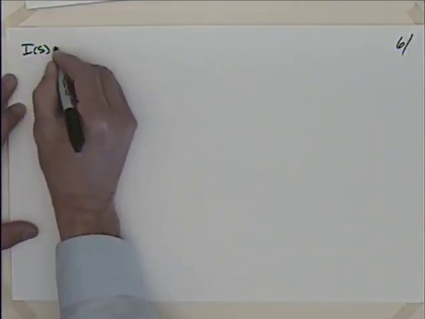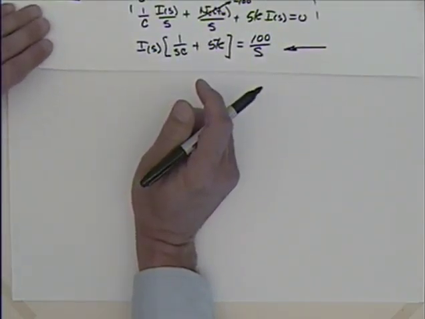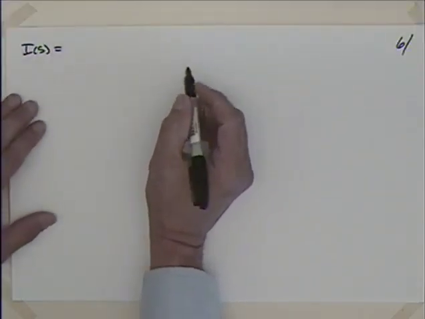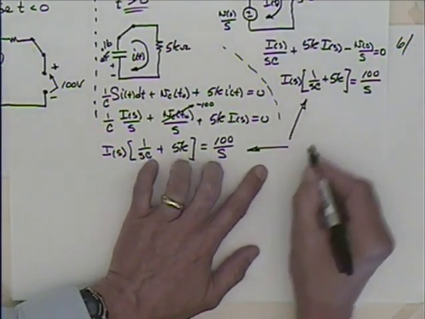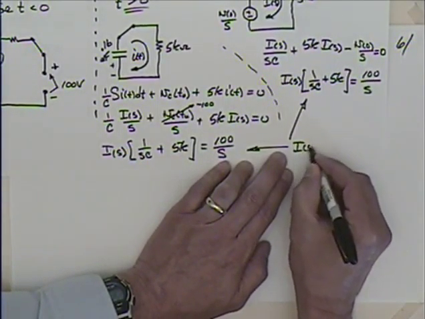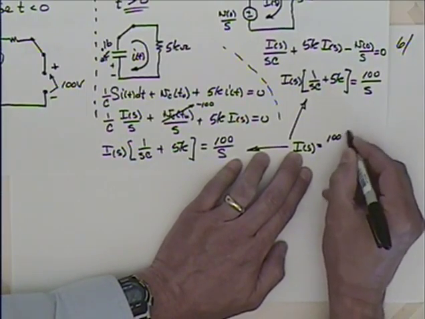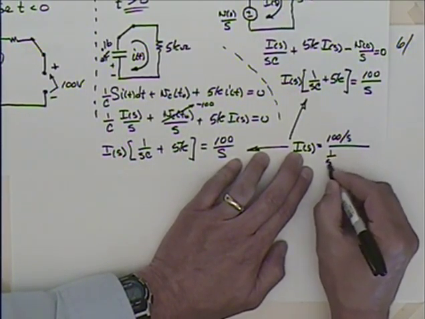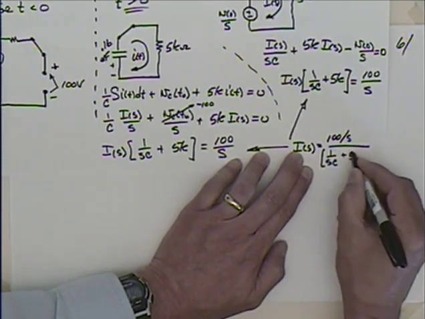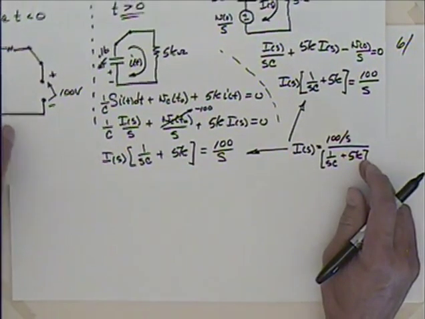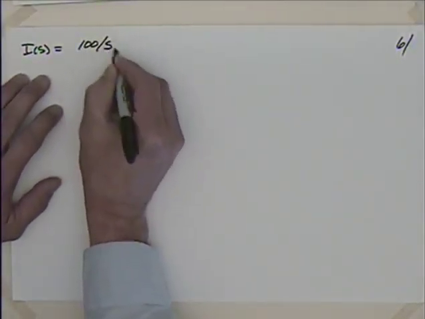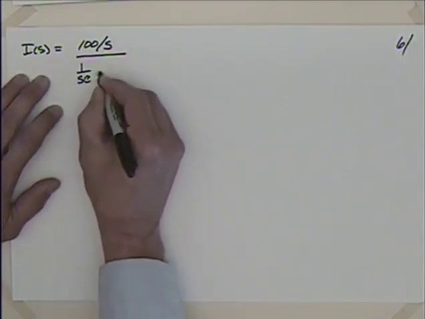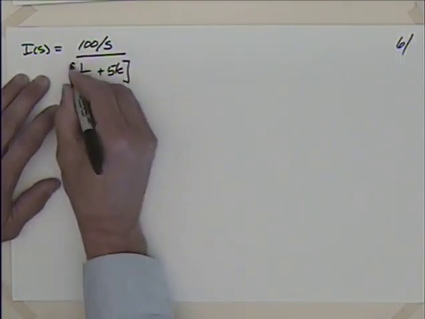So in the S domain, repeating what I had there, 1 over SC plus 5K. I've got, well, I guess just solving for this, shouldn't I? We've got this, and then when I solve for I in the S domain, what do I have? I have 100 over S divided by 1 over SC plus 5K, right? So that'd be a better starting point. Let me start at that point. So 100 over S divided by 1 over SC plus 5K.